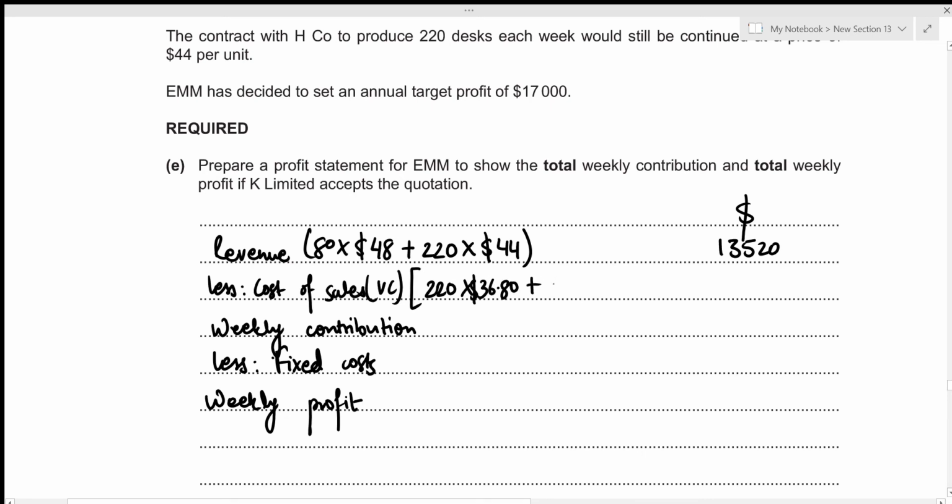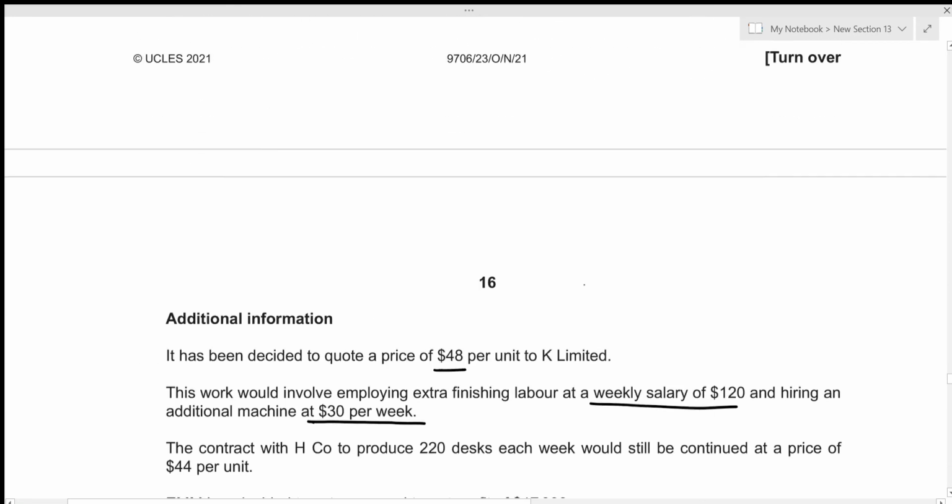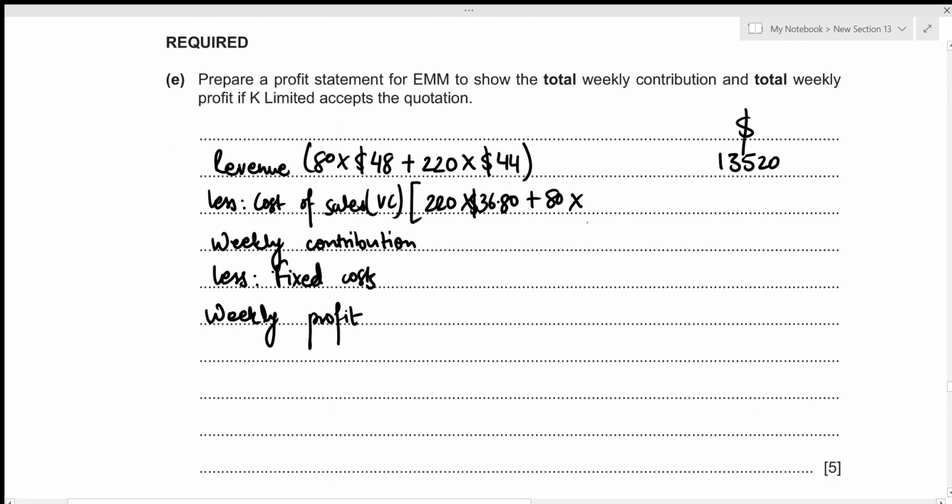Then for the new 80 units produced for K Limited, we figured out the variable cost above. Let's have a look. So the new variable cost was 42.4. Let's substitute it to our profit statement. So our new cost of sales is going to be 220 times 36.8 plus 80 times 42.4, which is going to be 11,488. So we need to subtract it from revenue in order to get our weekly contribution. So that's going to be 13,520 minus 11,488, which results in 2,032.